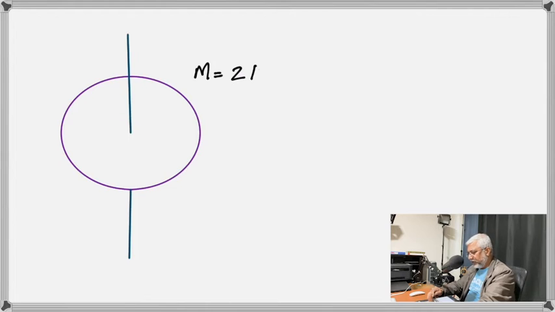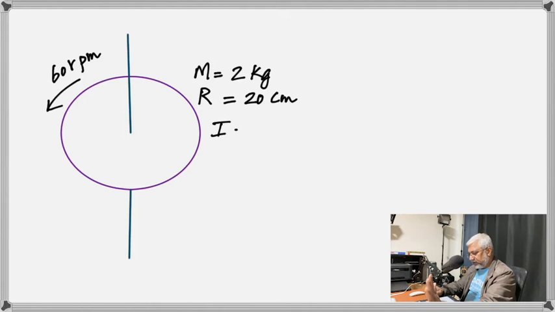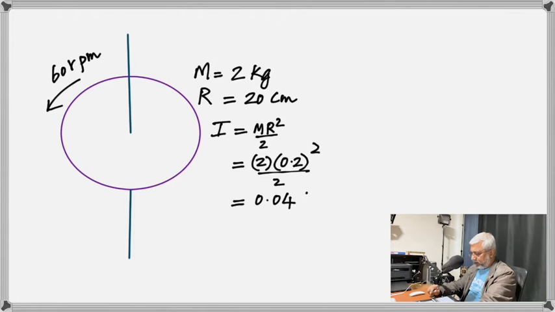So the mass of the disk is 2 kilograms, and its radius is assumed to be 20 centimeters. Let's say it's rotating at 60 RPM. Oh, that's a problem. It's rotations per minute. Okay, we'll get to that shortly. Now, rotational inertia of a disk is mr squared by 2. That's the formula. You got to know it. So plugging those in, and changing the centimeters into meters, you will get the rotational inertia of the disk. The unit is kilogram meter squared.